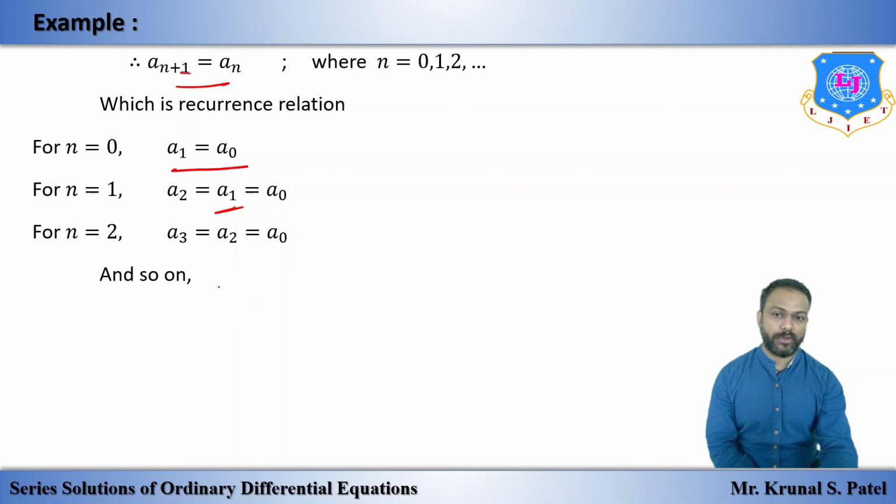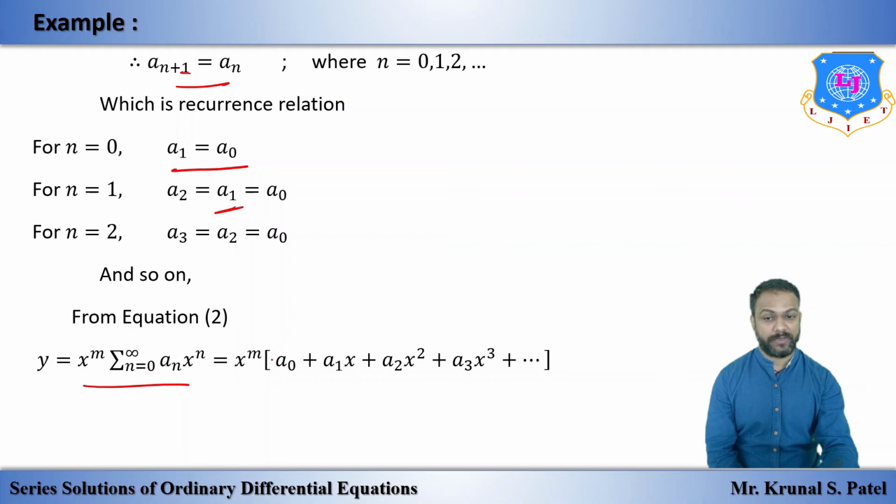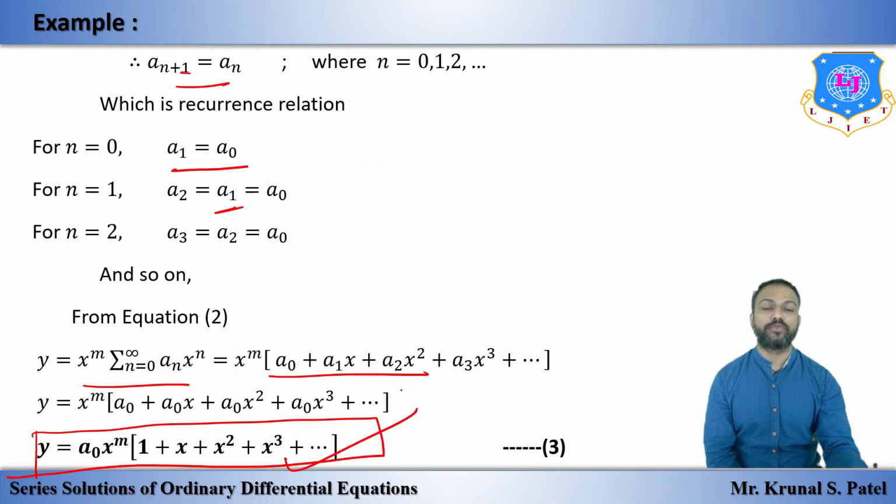Okay, so we will put all these values in our equation number 2, that means in the trial solution, this one. So we have the entire y after taking this. This is our y. Now we will use this y to find two different solutions, first solution and second solution. That means y1 and y2.